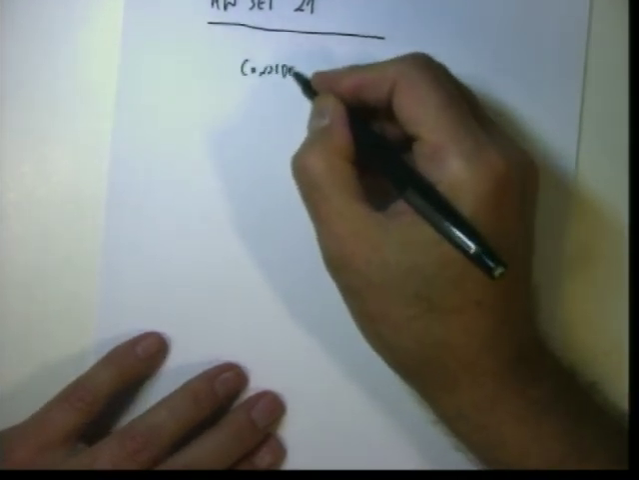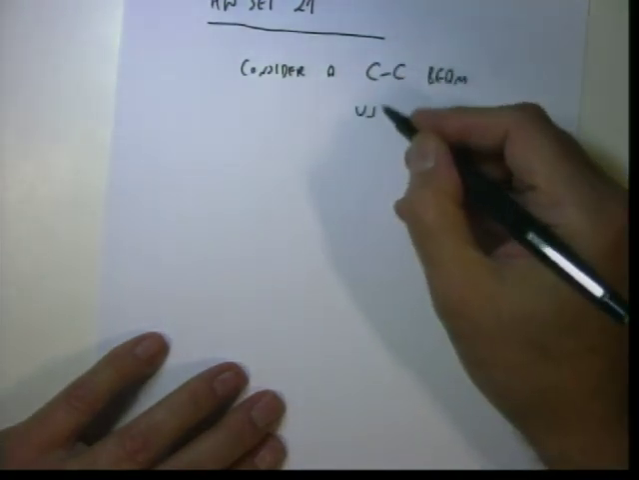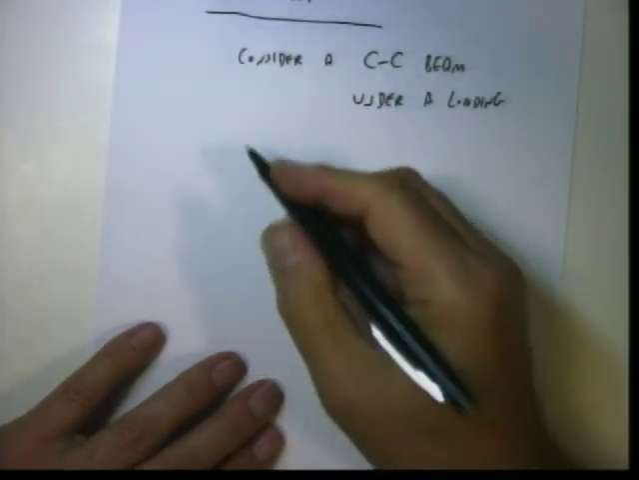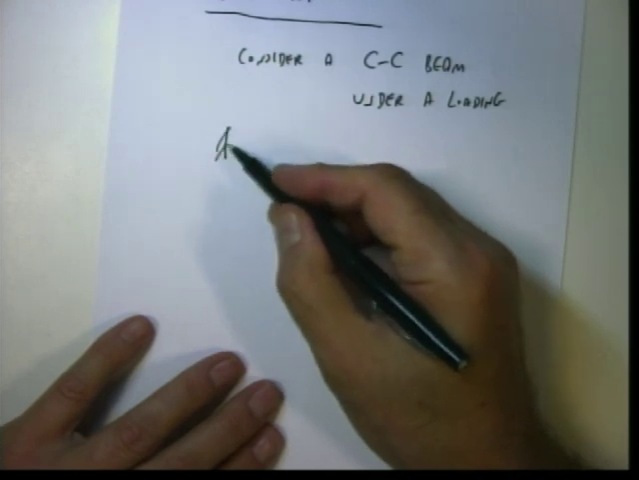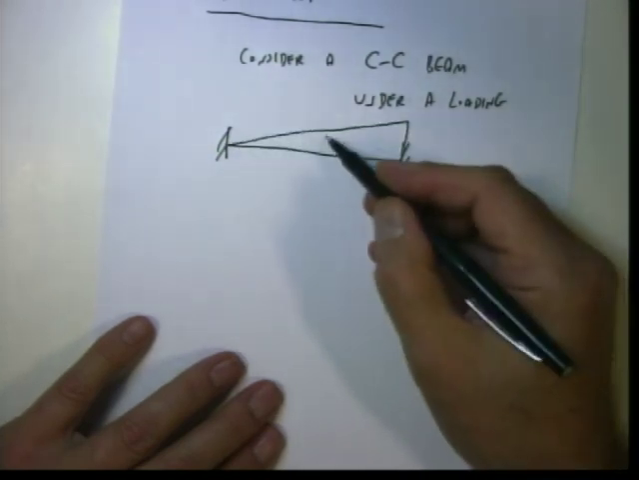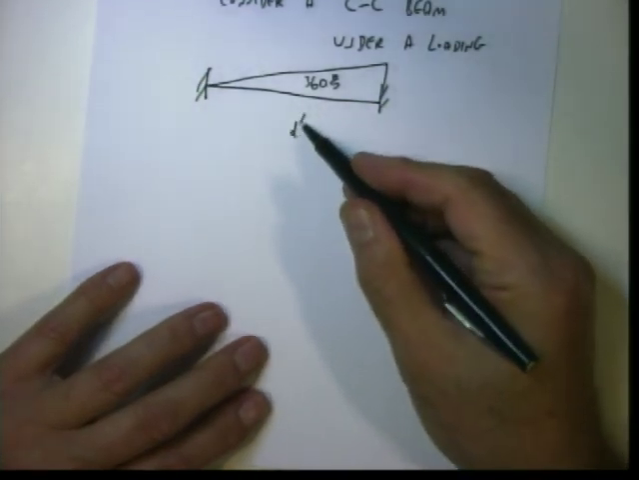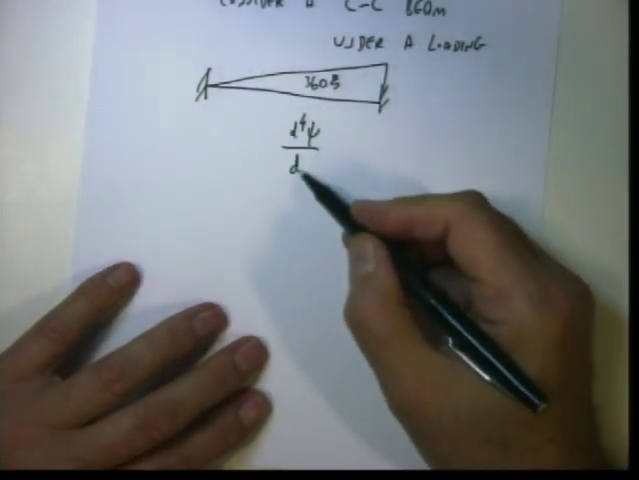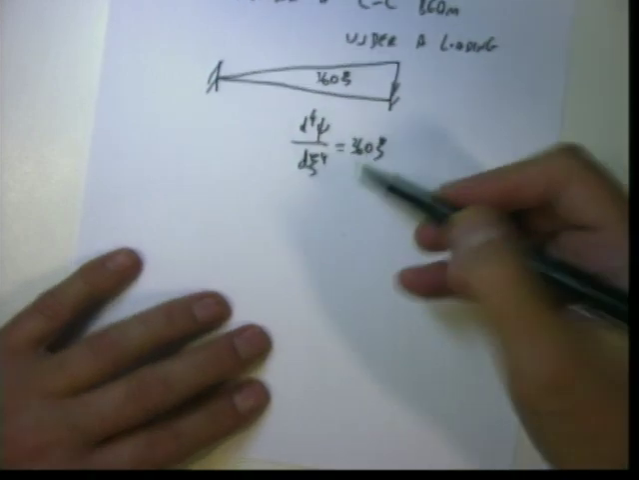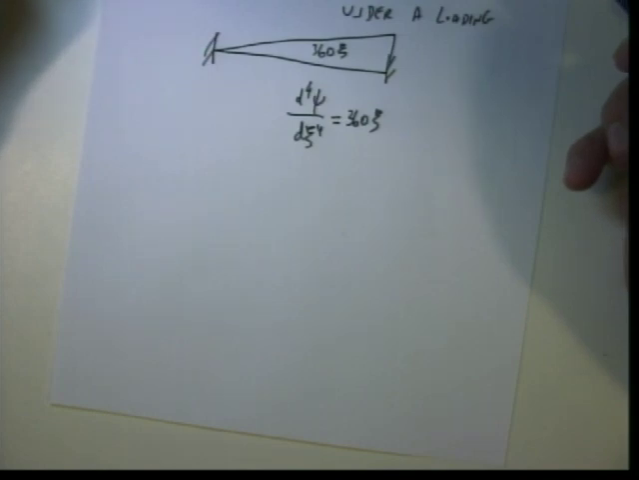Consider a clamped beam under a loading. So let us say the beam is clamped, and this is clamped, and the loading is 360 psi. So then it will be d4 psi, d psi in fourth power. Imagine loading equals 360 psi. The rest is 1, or whatever. I want to obtain psi only.